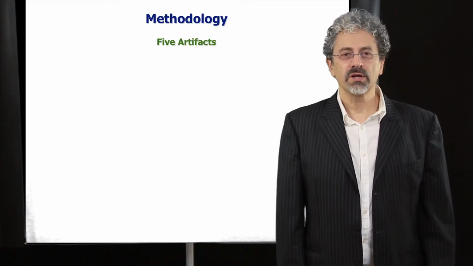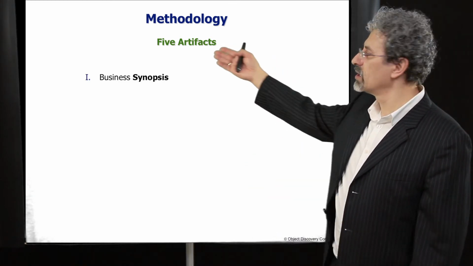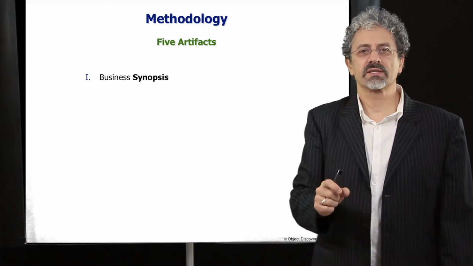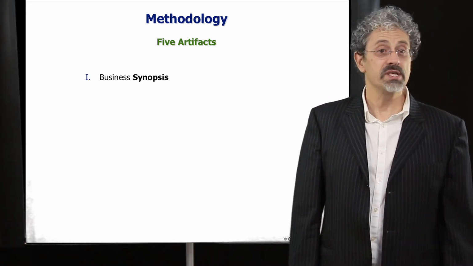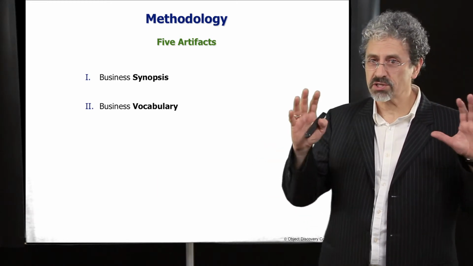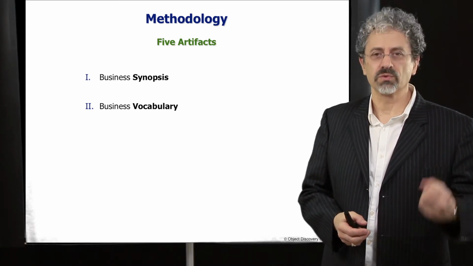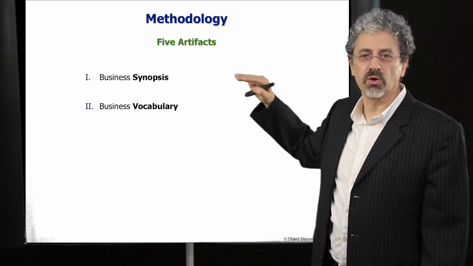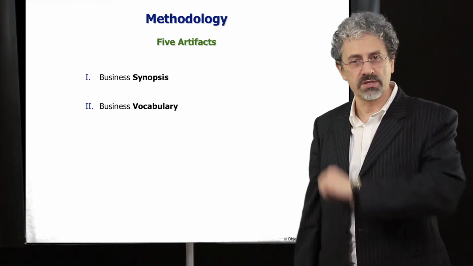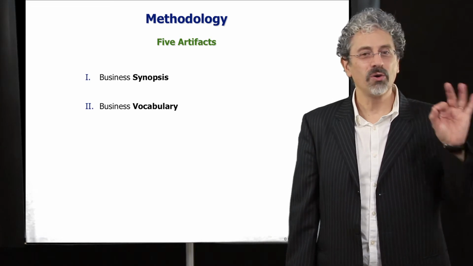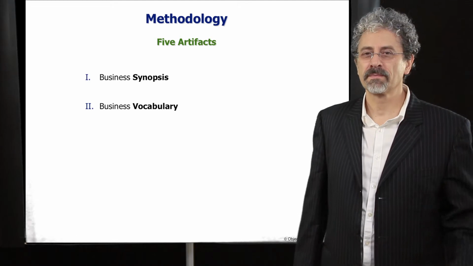So how do we do it? Well, we have 5 main artifacts. This is the methodology. The business synopsis is a simple text that condenses everything about your subject matter. The business vocabulary is a very interesting, extremely simple to build, but also very useful artifact. It defines all the key terms that are being used in your subject matter, that are being used in your business synopsis. So far, all that is just text, specialized, small text.